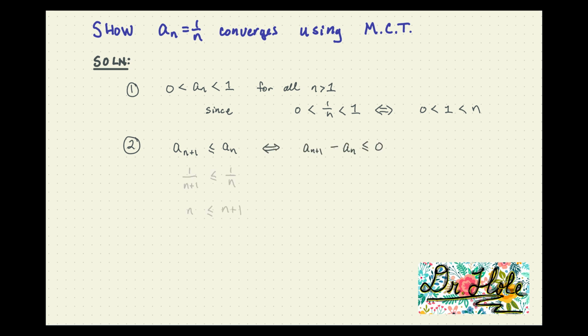Another way to show that a sequence is monotone is to look at the difference. If the next term is smaller than the current term, then their difference will be negative. So, plug in for the definition, combine into one term, and you can reduce it down to the statement that negative 1 is negative. Pretty nice.